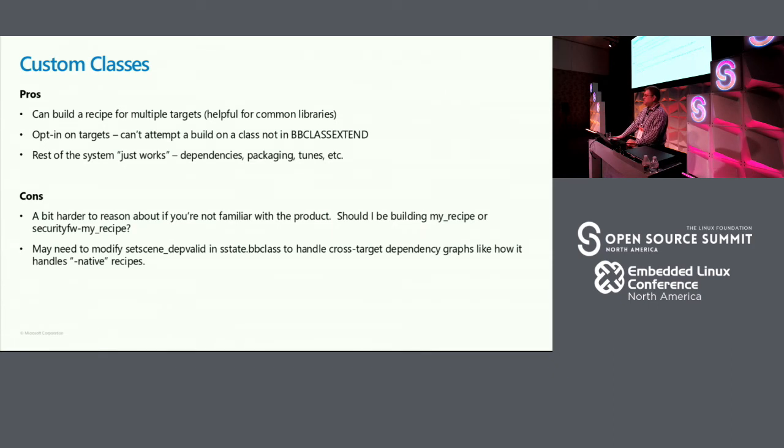We had to do a few tweaks to the sstatebb class, and there'll be a link at the end with those changes as well for people that are curious. This is code that already handles native, so I just kind of followed the pattern. And it's something where I've been thinking about recently if there's a way to generalize this and figure out if we can upstream something to remove the need to specialize this in the future.